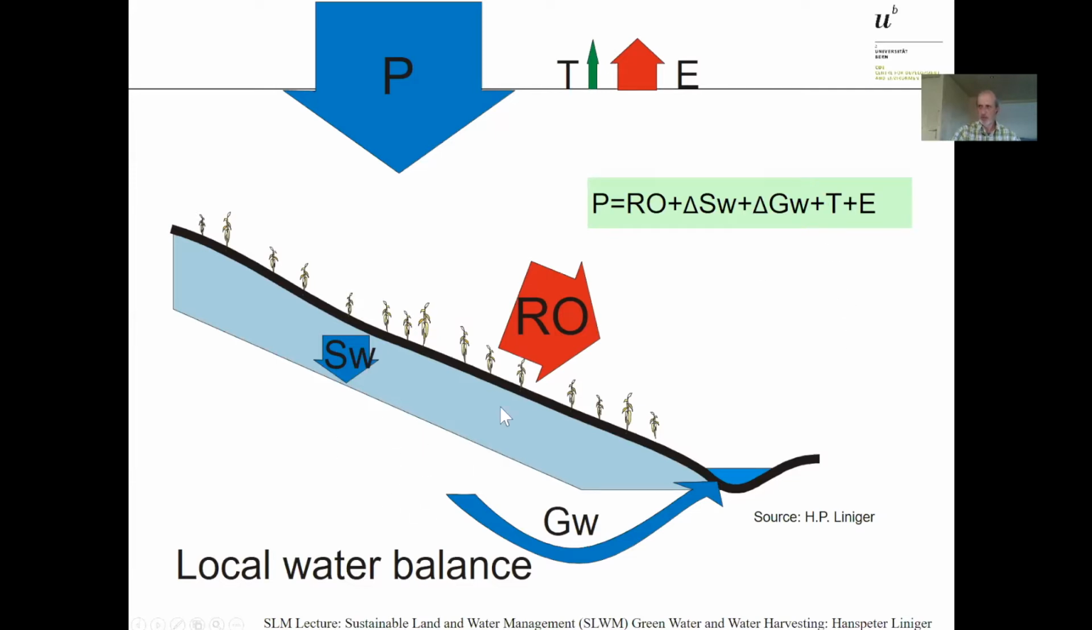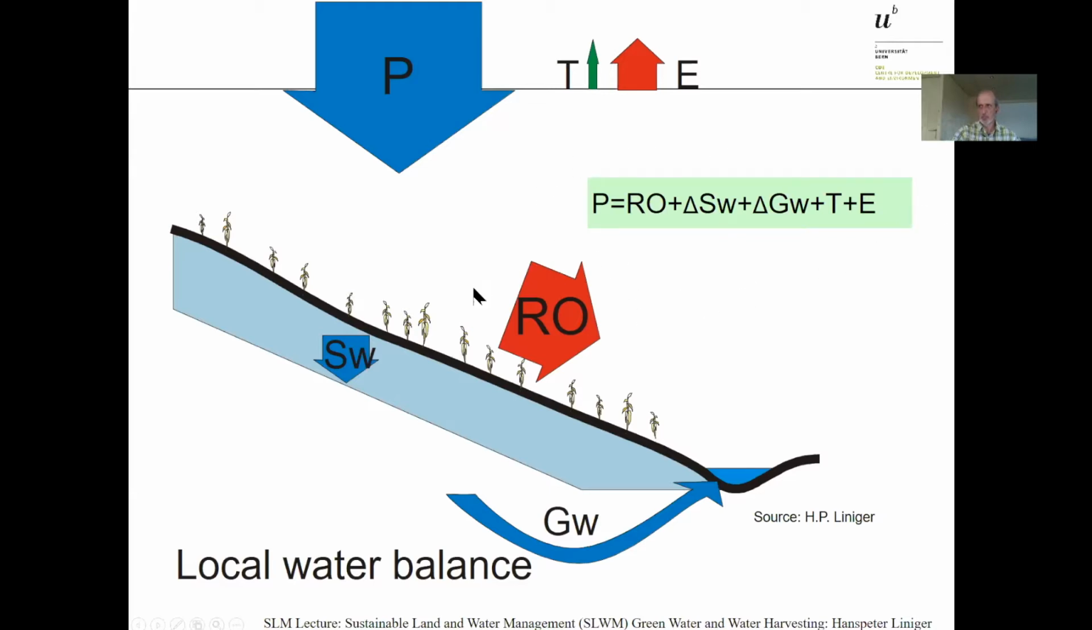And now, out of the soil water, you also take out that part that goes into transpiration by the plants. That's the productive part. And evaporation is not productive. It goes from the surface, from the soil, and it doesn't give us any production. So if you look at this, that's the equation, very important.